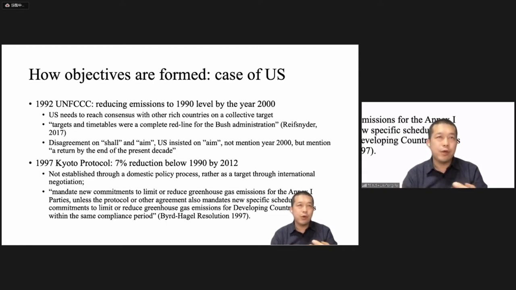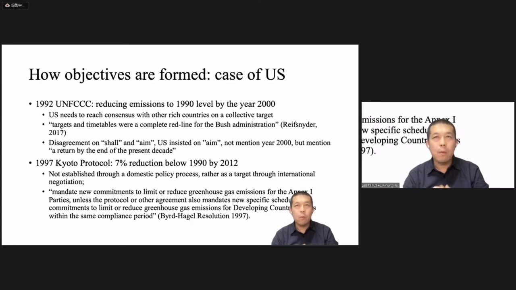And so there was a lot of disagreement between the United States and European countries, especially on the words "shall" and "aim", because "shall" would mean that the target is mandatory for the United States, and "aim" means that it will be voluntary. So at the very last, the compromise was "aim", which means the emission reduction target to stabilize emissions by 2000 is a voluntary target. And that is why at that time the United States could sign that convention much more easily than today, because it was basically a voluntary target.